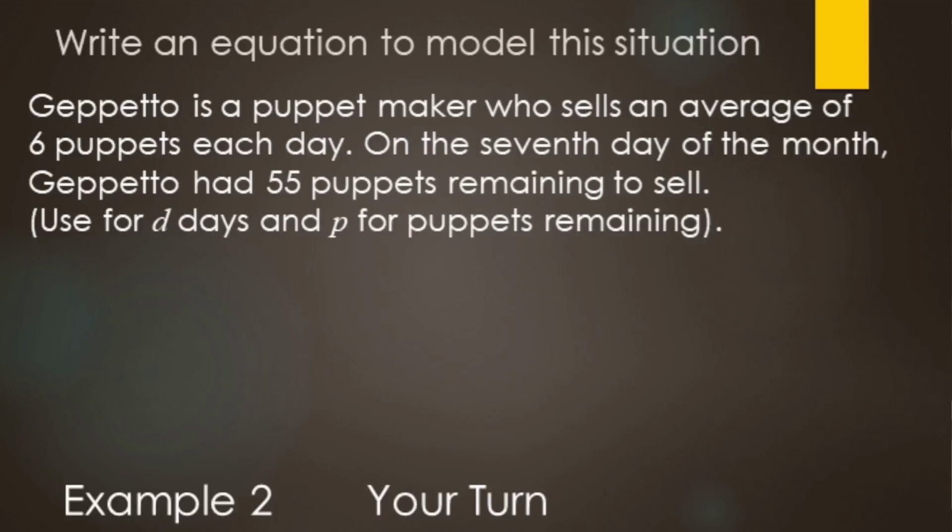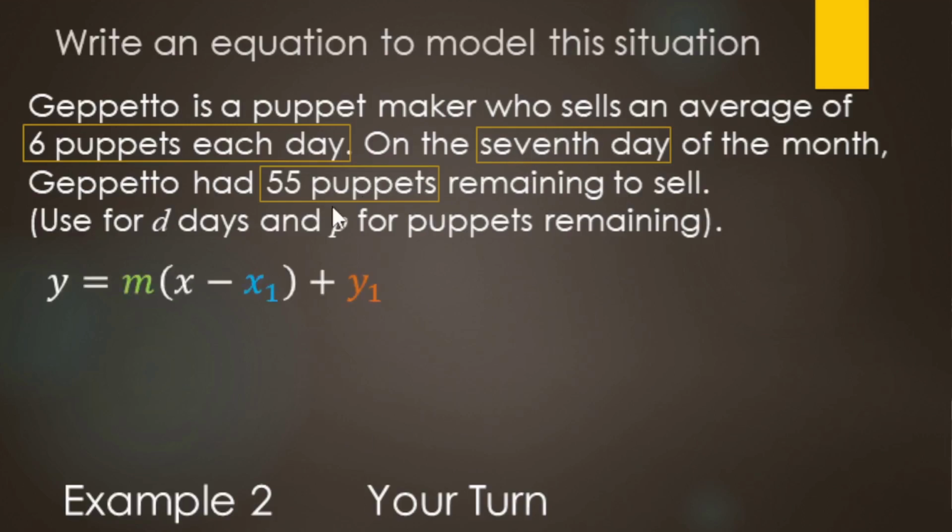So looking at the information given, we have a rate or a slope type idea, and then we have another piece of information in the middle of our story. We got day 7, 55 puppets remaining to sell. So if we knew the start amount, we'd use slope-intercept form, but we don't. We have information in the middle of our story, so we're going to use point-slope form. There's our point, there's our slope, so point-slope form.